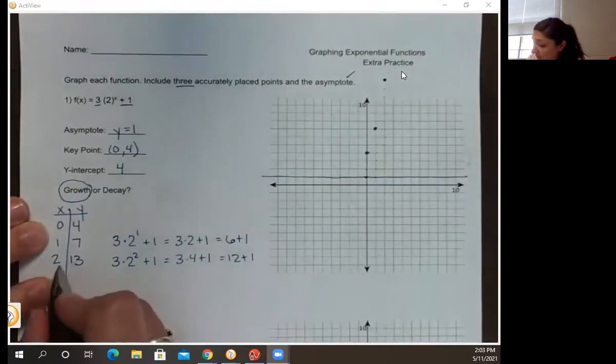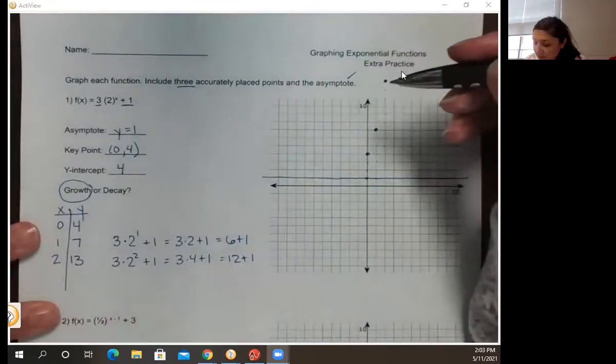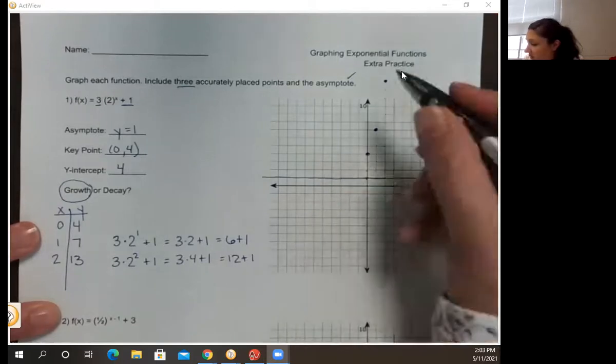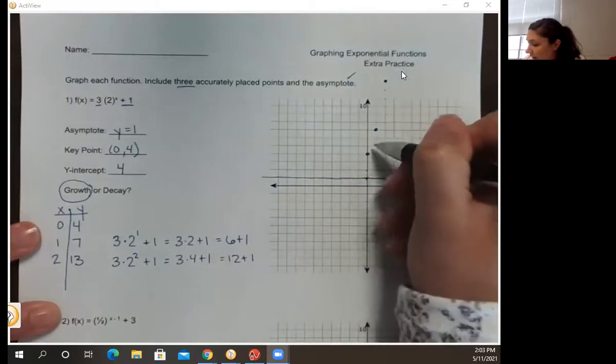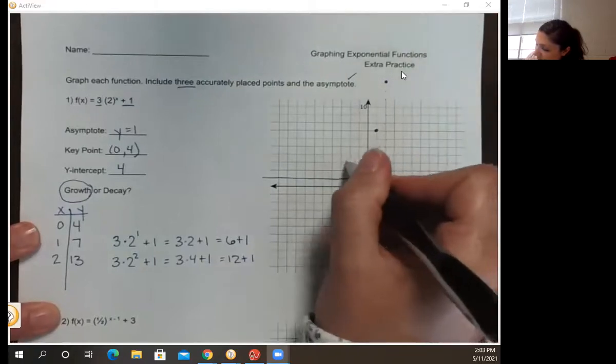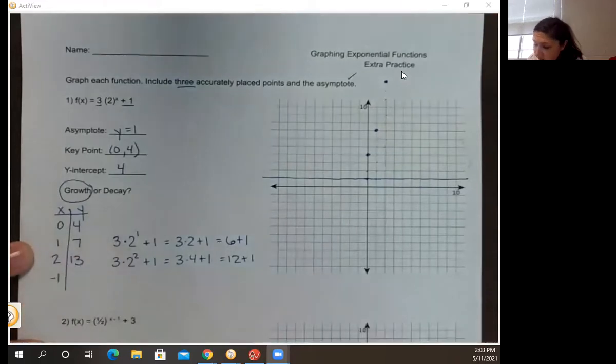But if you did plug in an x value and got something so far off your graph that you couldn't even guess where it was at, then my suggestion would be to go back. So we had our key point here, and I went 2 points in front of the key point. Remember, you can also pick values back here. So if I wasn't comfortable plotting this, I could also plug in -1 for x. You get to pick whatever x's you want.